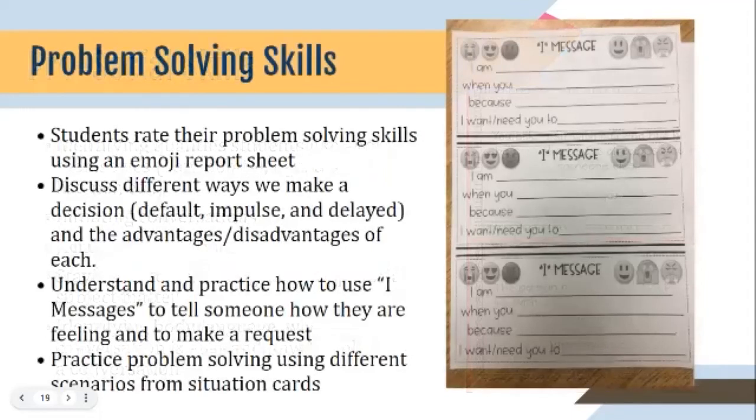Problem-solving skill groups may include students rate their problem-solving skills using an emoji report sheet, discuss different ways we make a decision, understand and practice how to use iMessages to tell someone how they're feeling and to make a request, and to actually practice problem-solving using different scenarios from situation cards. On the right, there is an example of an iMessage activity that helps to develop self-awareness and express feelings.